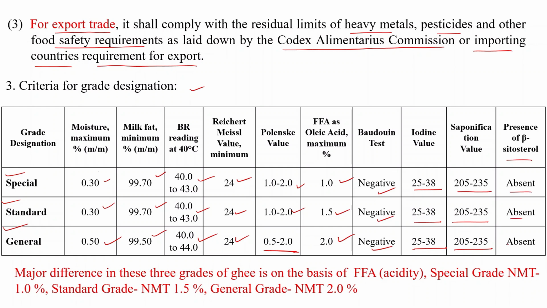Now if you see, the major difference in these three grades of ghee is on the basis of free fatty acid. That is, in special grade it should not be more than 1%, in standard grade it should not be more than 1.5%, in general grade it should not be more than 2%. So these are the standards.